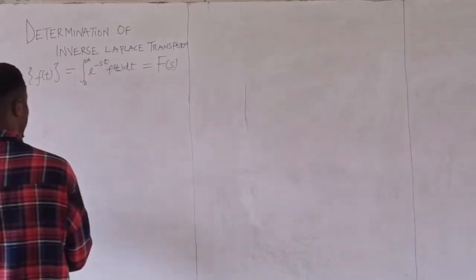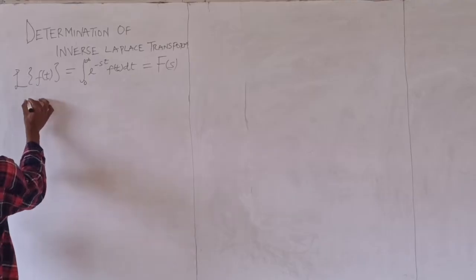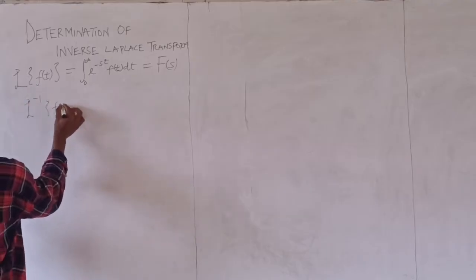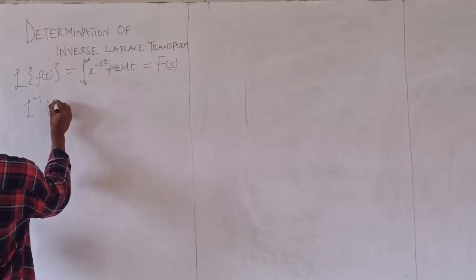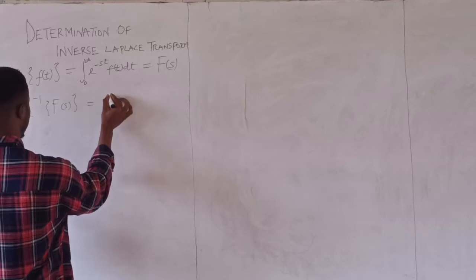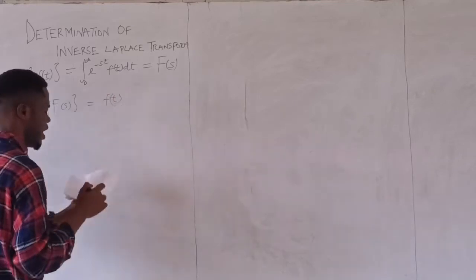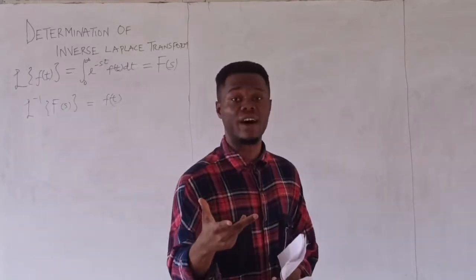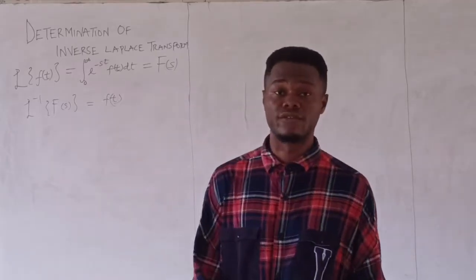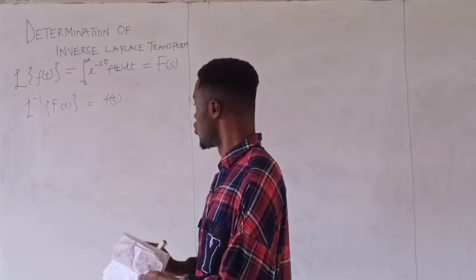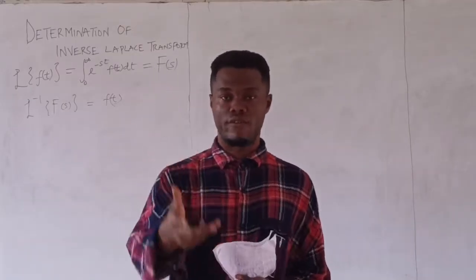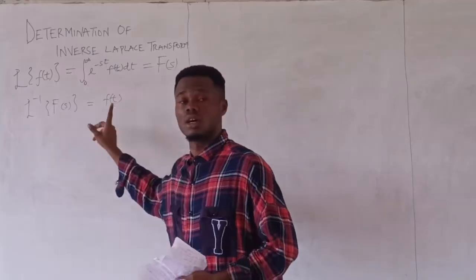Hence, the inverse Laplace of f of s, the inverse of f of s, will now be equal to the f of t, right? So if you have the inverse of the f of s, what you are going to arrive at will be the f of t. So we are going to go through some certain f of s, and then we are going to see its conversion to f of t.